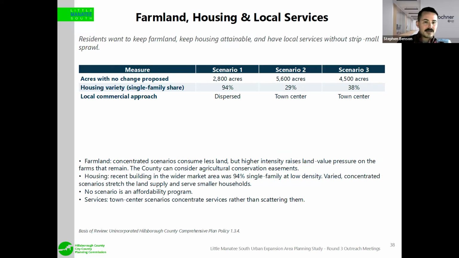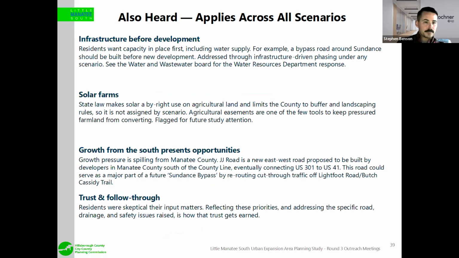For farmland, housing, and local services, again, the measures for this were acres with no change proposed, a variety of different types of housing, and local commercial, and the approach to how that would look, either in a dispersed format or in more concentrated town center formats. Again, each of the scenarios ranked and performed differently with regard to those three items.